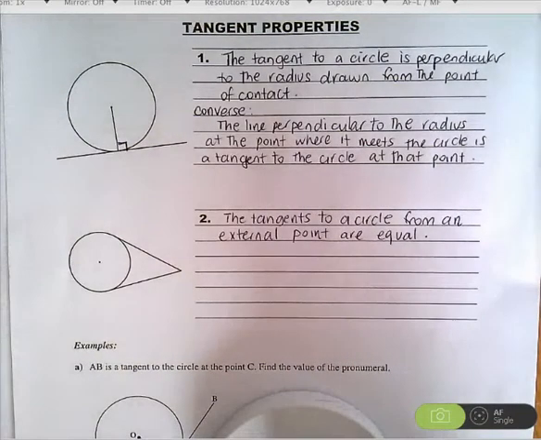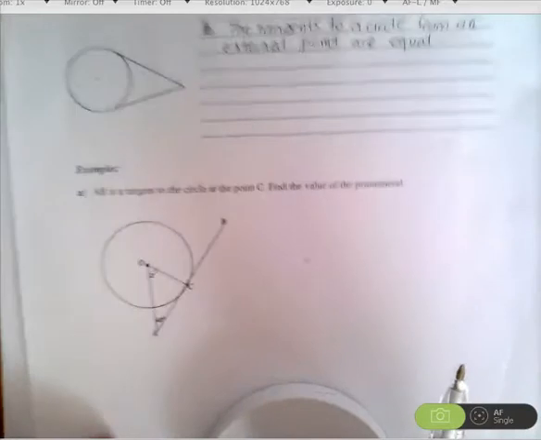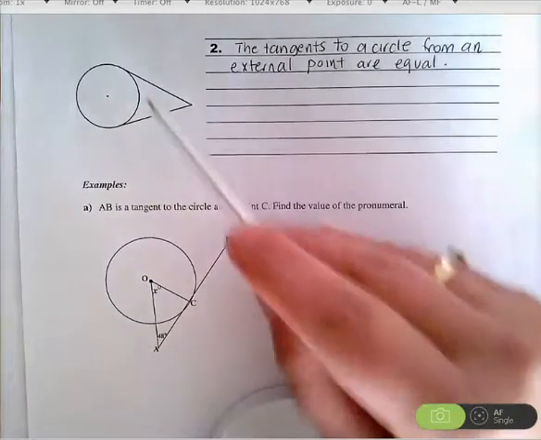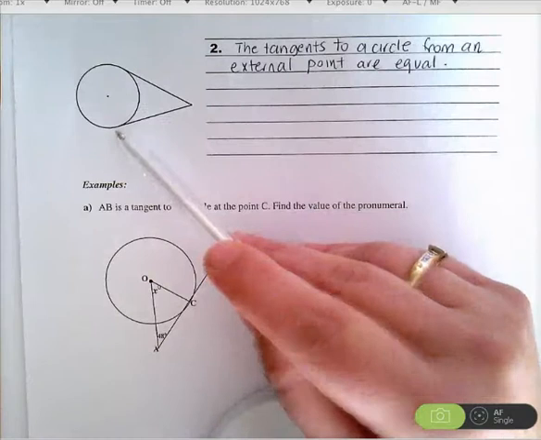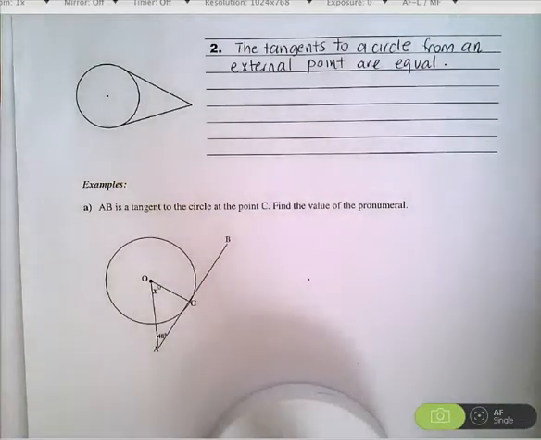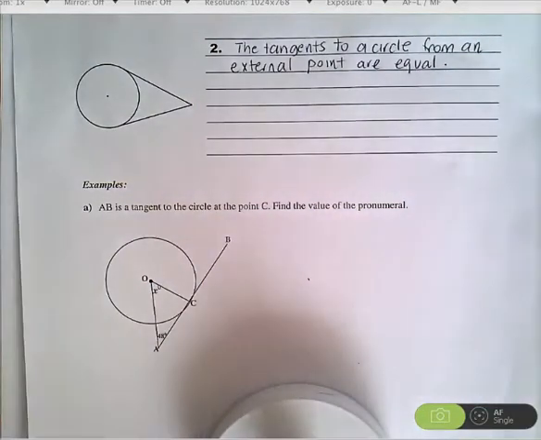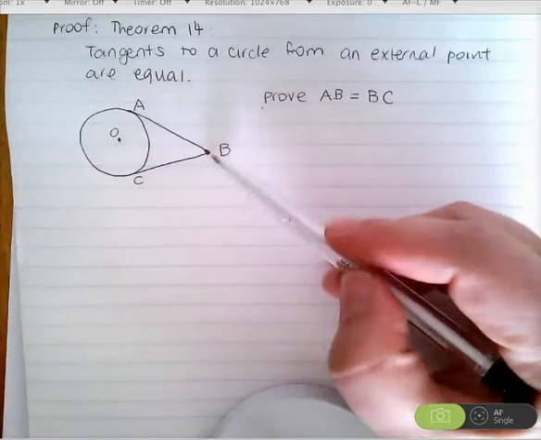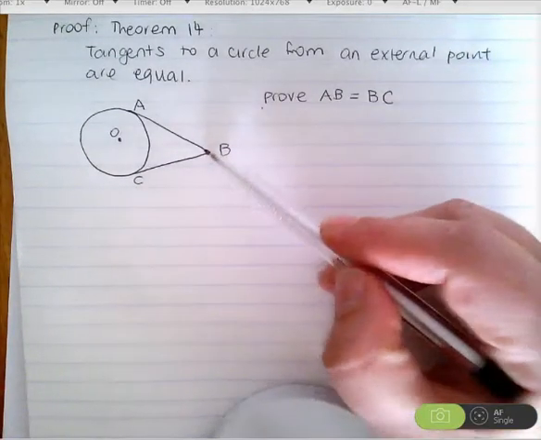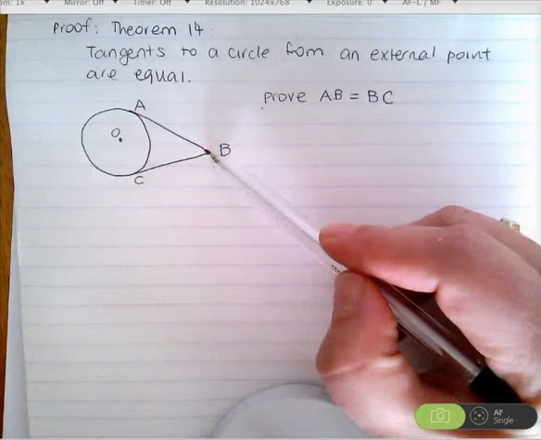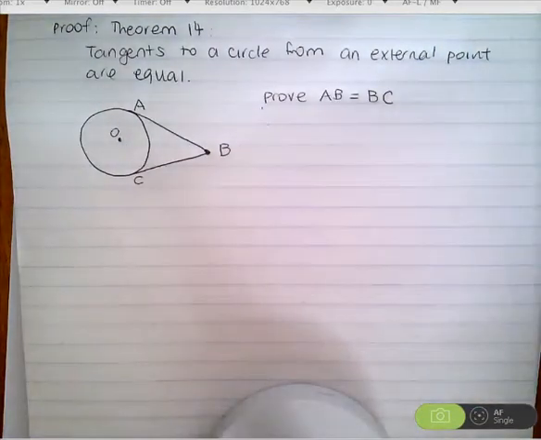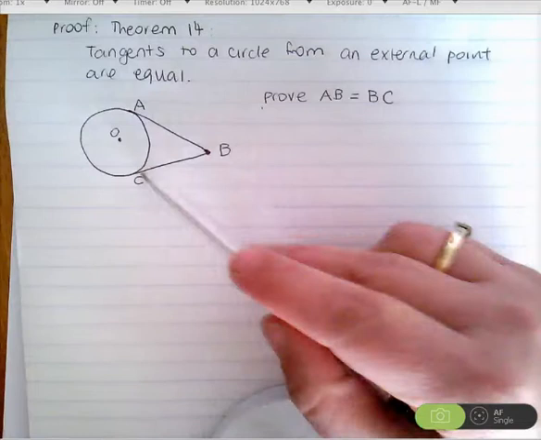We're now going to circle theorem number 14, which is the following, that tangents to a circle, so these two tangents to a circle, from an external point are equal. So I'm now going to prove that theorem. Okay, so these two tangents AB and BC are tangents to the circle drawn from the external point B to that circle with centre O. Now we have to prove that AB is equal to BC.